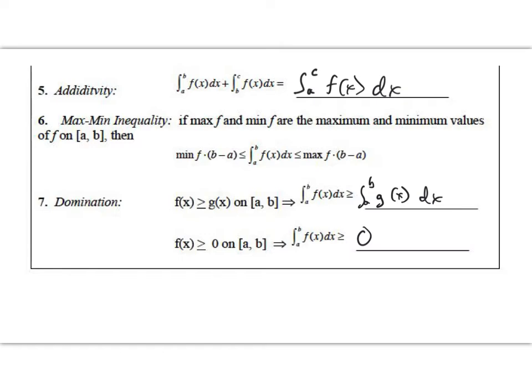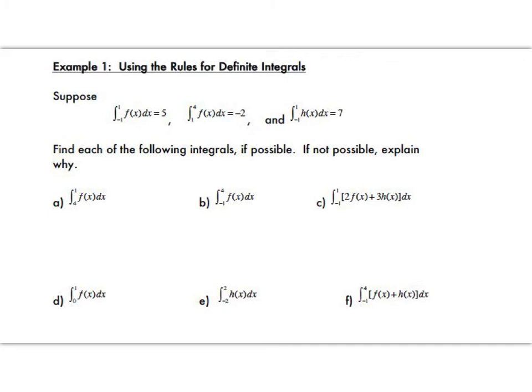All right, let's put some of these properties into action with some problems that you might see on a free response question, or even a multiple choice question. Now, suppose that we go from -1 to 1 of f of x, and we know that integral is valued at 5, and we go from 1 to 4, and that value of the integral is -2. And then notice we've got from -1 to 1 of h of x, a different function, completely different than f. This is h, and its integral value on -1 to 1 is 7.